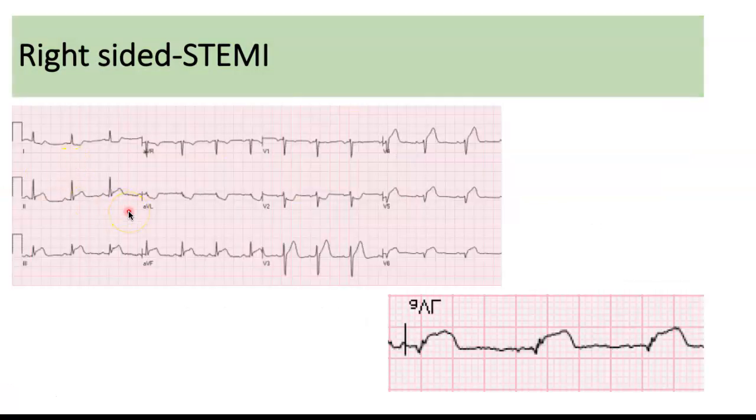Here's an example. So we see suggestive of an inferior wall STEMI here in leads 2, 3, and AVF. If we look at AVL, we see ST segment depression. We also see ST segment depression in V2. If you turn the EKG upside down, AVL looks like ST segment elevation. It's the mirror image of the inferior leads.